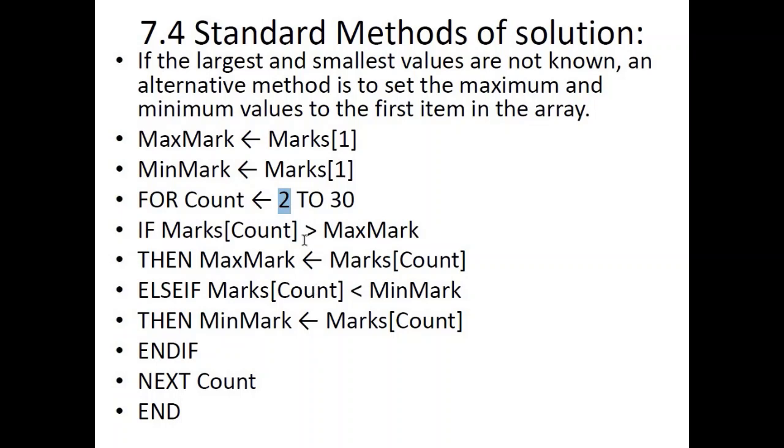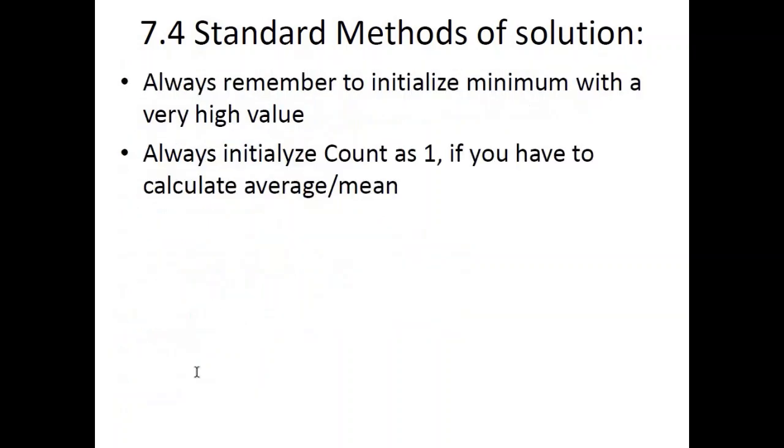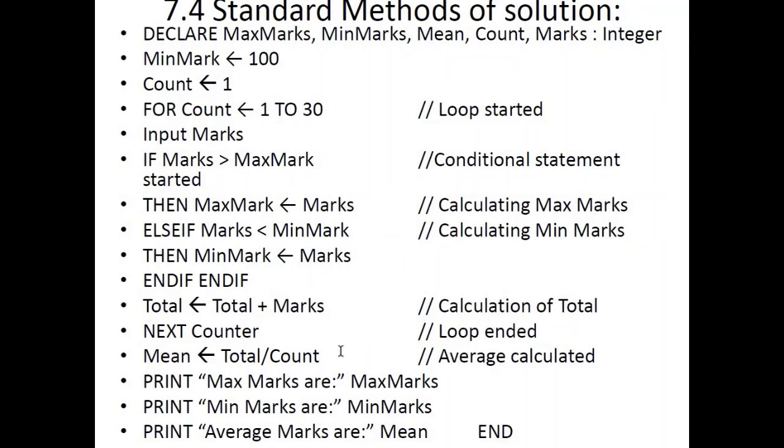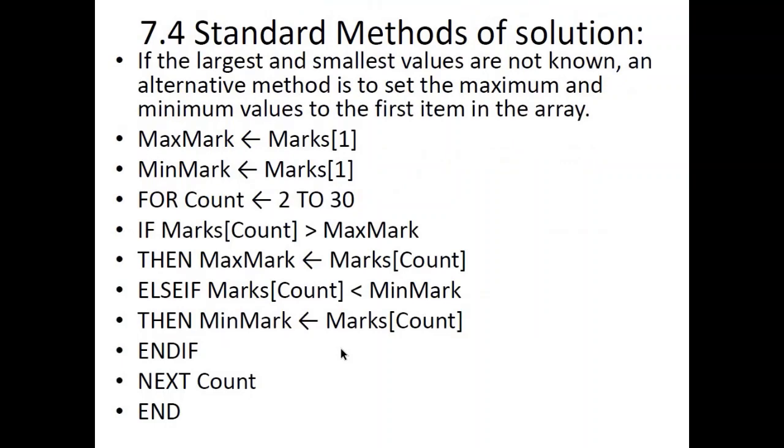Rest of the logic remains the same of calculating minimum and maximum, and if you have to calculate mean, then you'll follow the same procedure as shown over here. Mean equals total upon count, because count is going to have a maximum value of 30.